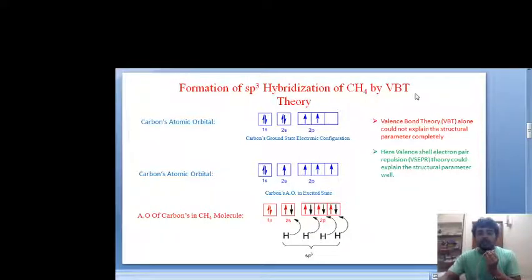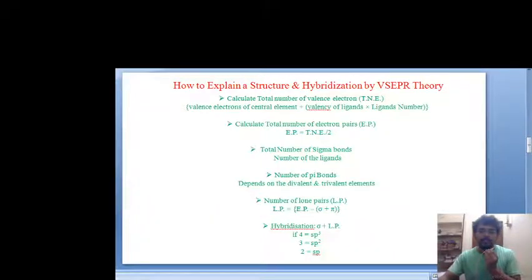Although valence bond theory could easily explain the hybridization of the molecule, it cannot explain the structural behavior or the structural pattern of the molecule elaborately. So to know the structural pattern, we have to use the VSEPR theory. Now, how do we explain the structure and hybridization by the VSEPR theory?